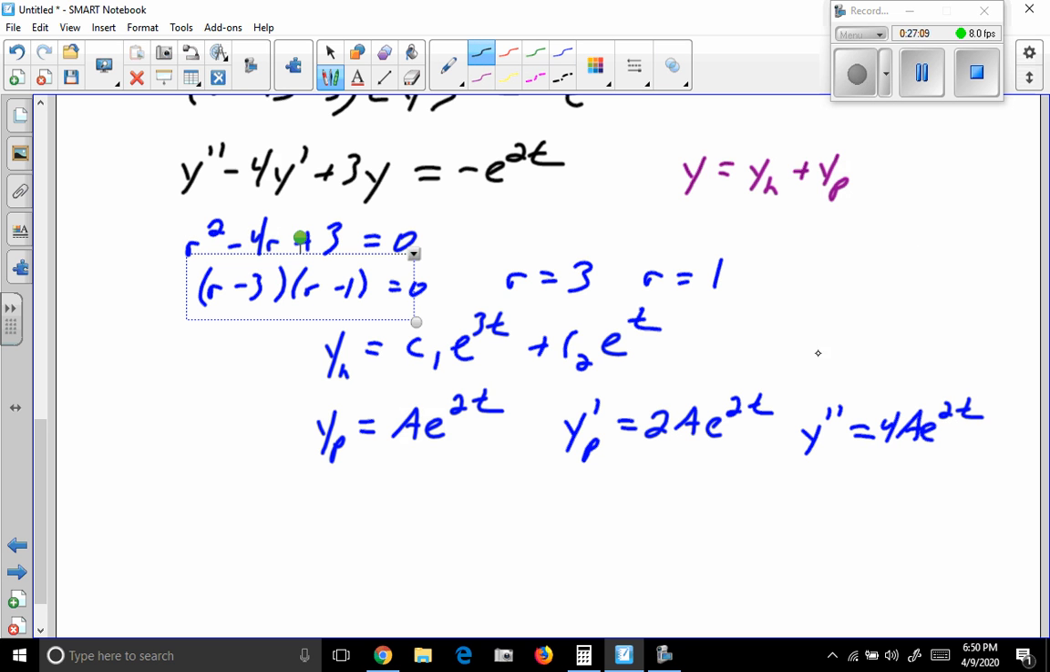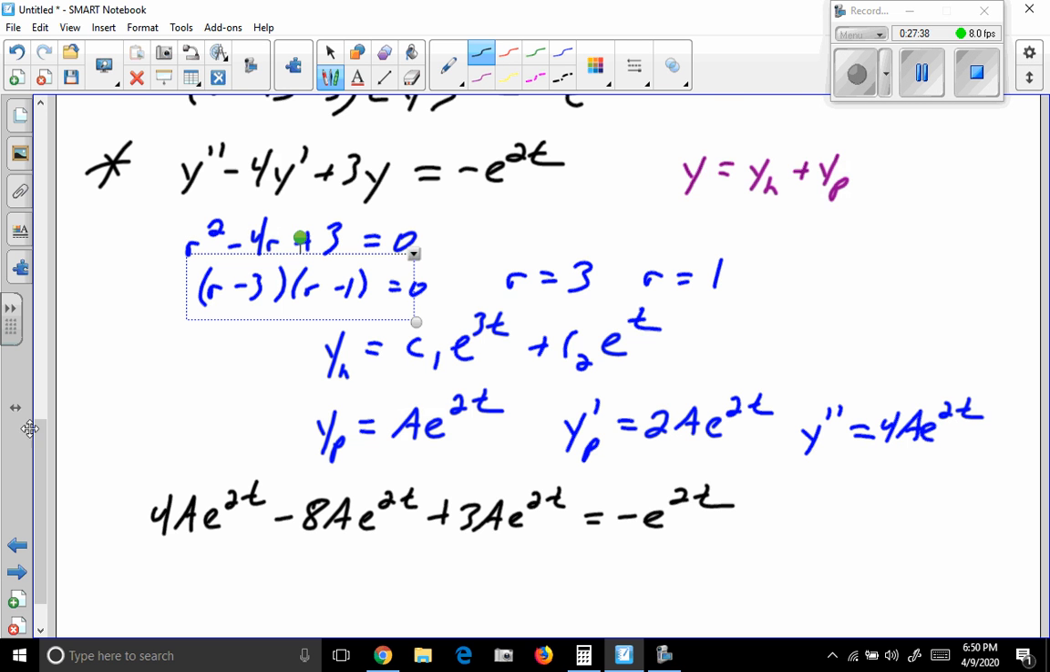So if we substitute that into our differential equation, we have our second derivative, 4a e to the 2t, minus 4 times our first derivative, so 4 times 2 is 8, a e to the 2t, plus 3 times our guess. So our guess is this, so 3 times that. And that needs to equal minus e to the 2t.